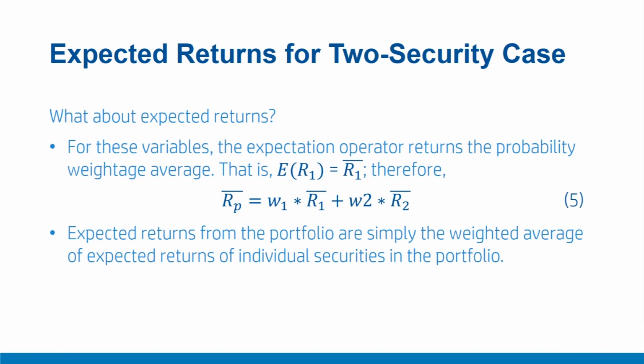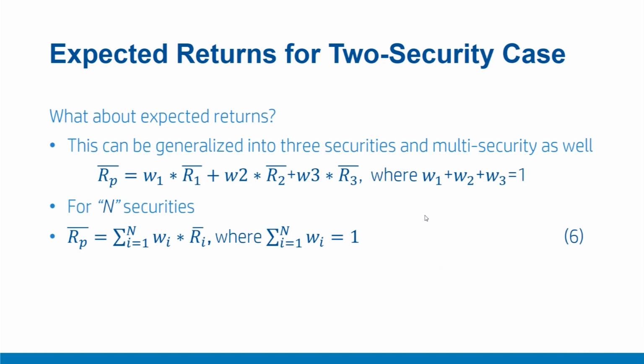So therefore it appears that expected returns from the portfolio are simply the weighted average of expected returns of individual securities in the portfolio. We are able to achieve this result simply because R1 and R2 being random probabilistic variables, their expectations can be easily computed as R1 bar and R2 bar. Now this result can be easily generalized for a 3 security case or even multi-security case.